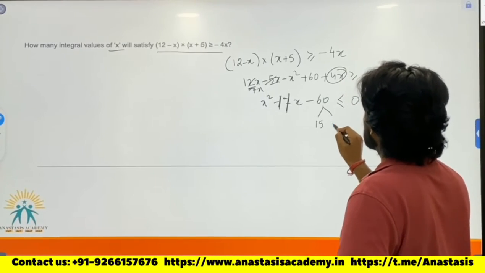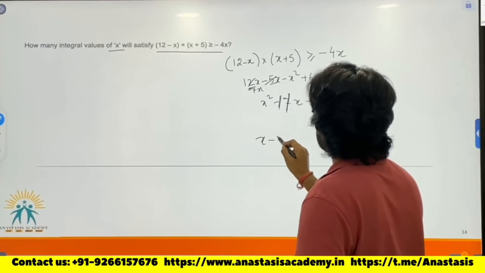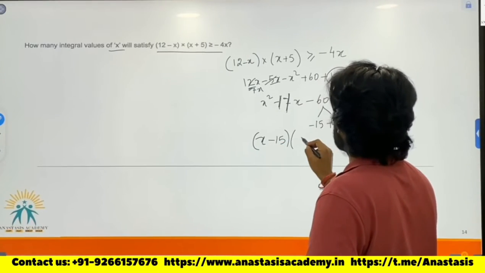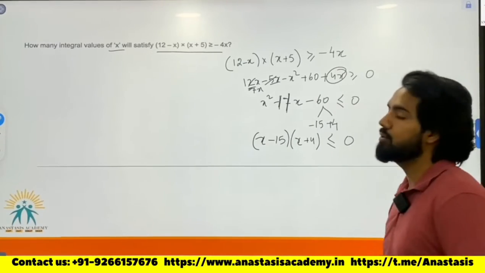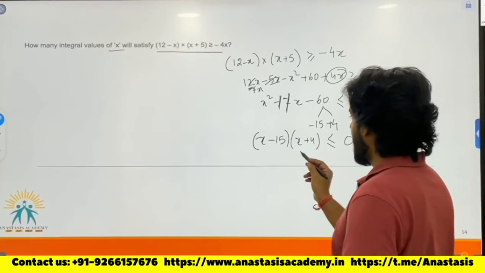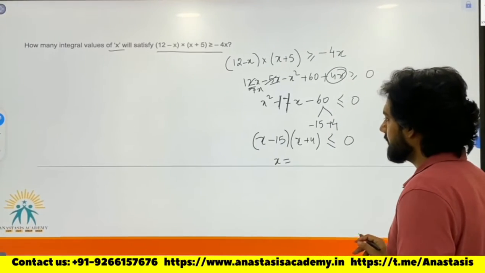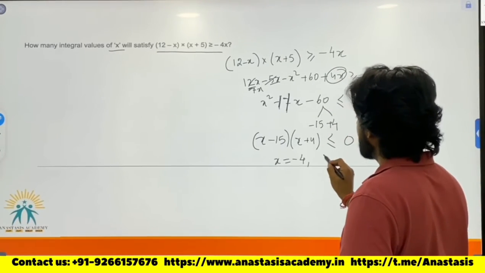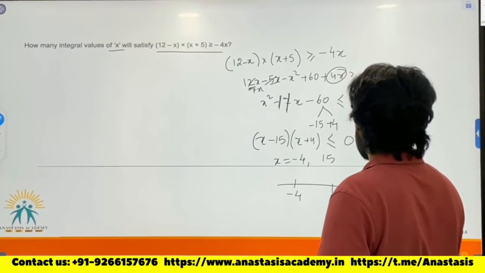So the factors 15 and 4, minus 15 plus 4. So the factorization of this equation is (x minus 15)(x plus 4) is less than or equal to 0. Now for this inequality, I know I have to mark the critical points. This is minus 4, this is 15, and this is minus 4, this is minus 15.